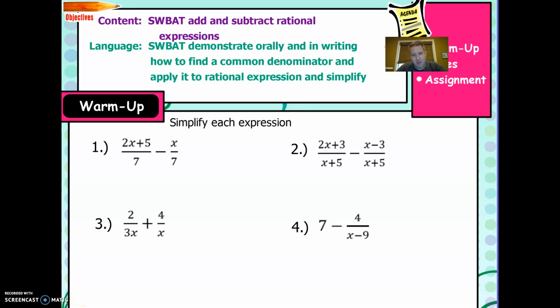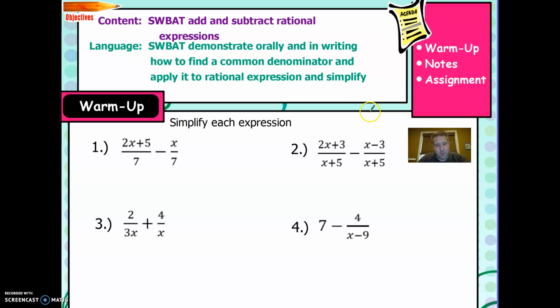Mr. P Helps with Precal. This is Unit 1, Topic 4, Lesson number 3. We're still in adding and subtracting rational expressions. We're just going to make them a little bit more complicated in this video. We've got to start off with a warm-up, which is practicing what we did in the last video.